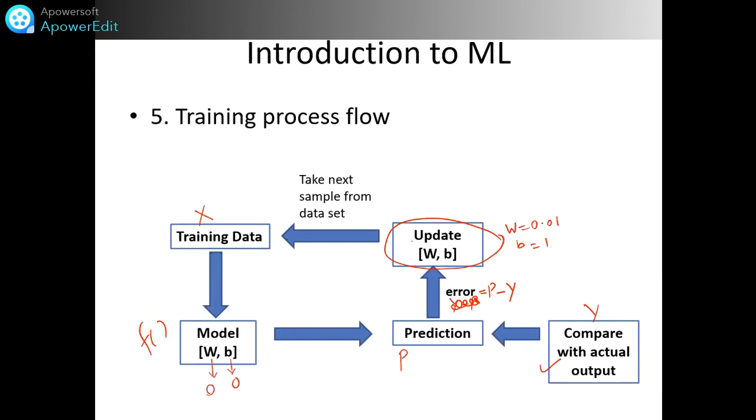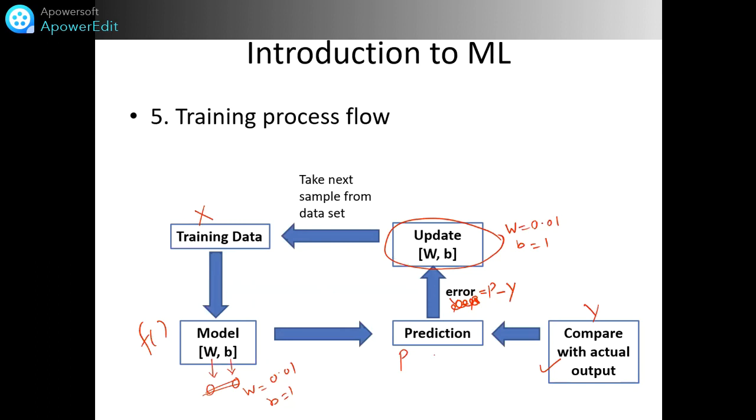So sample by sample, and now for the next iteration, these values become this: your W becomes 0.01 and your B becomes 1. So now something is there in the model, some learning is there in the model. So iteration by iteration we have to repeat all these 4 steps. Slowly your error is going down, and you will get less error in further coming iterations.